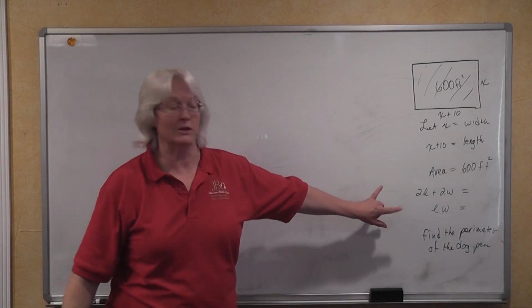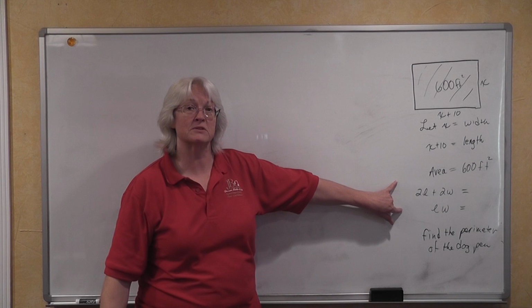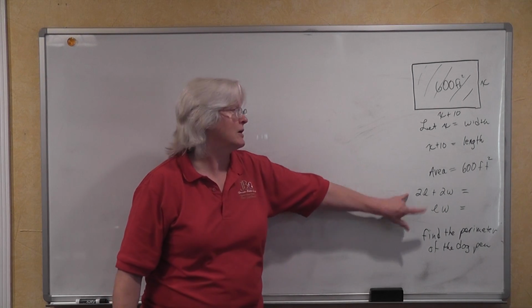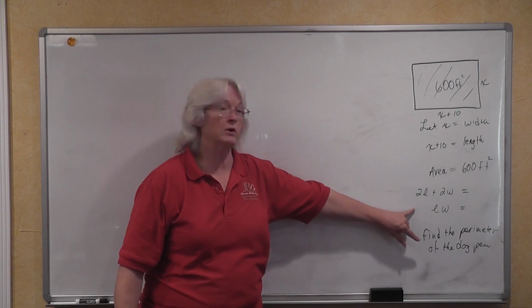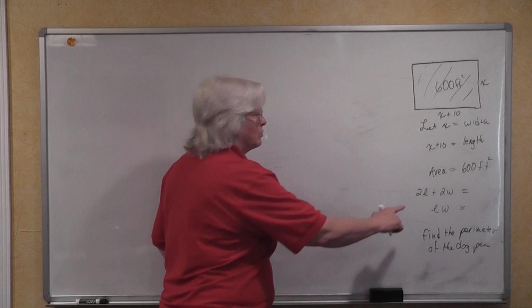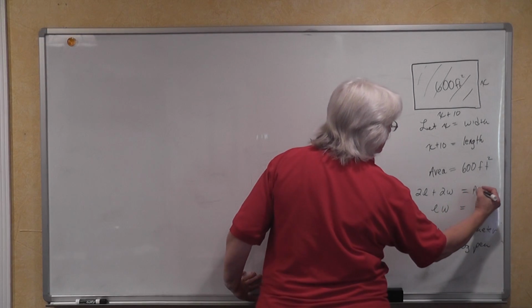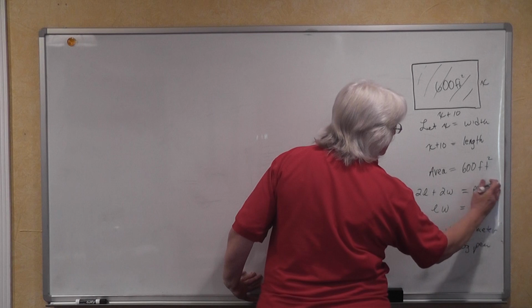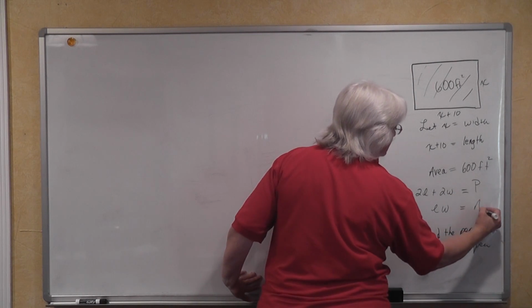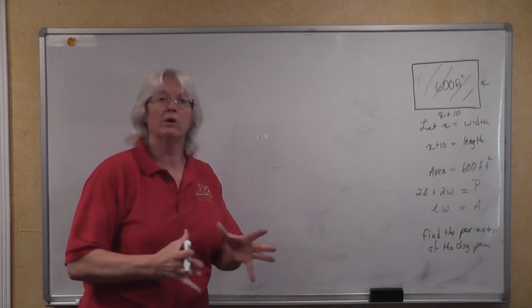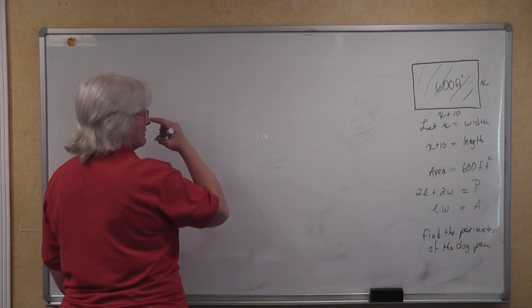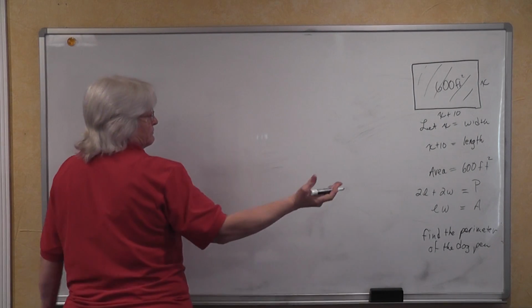And we have two formulas. Which one are we going to have to use? Are we going to use 2 times the length plus 2 times the width is equal to 600? Or are we going to use length times width is equal to 600? Well, twice the length plus twice the width is the perimeter, or P. Length times width is the area. So we're going to use as our formula, area is equal to length times width, or width times length.